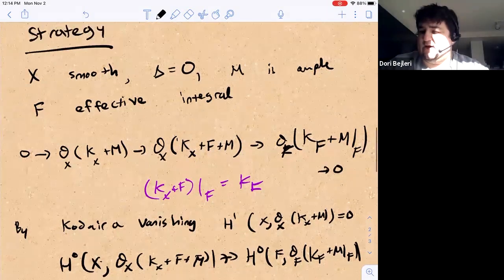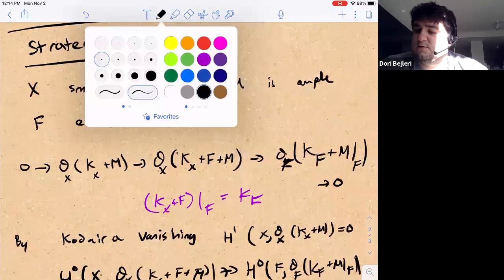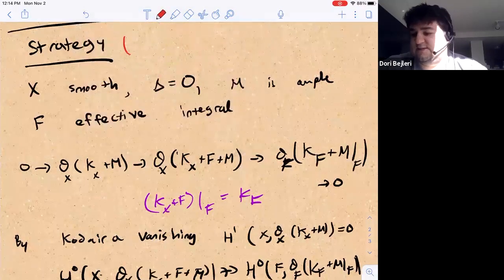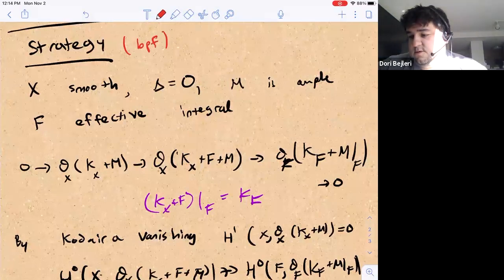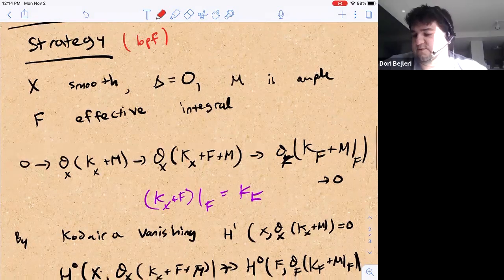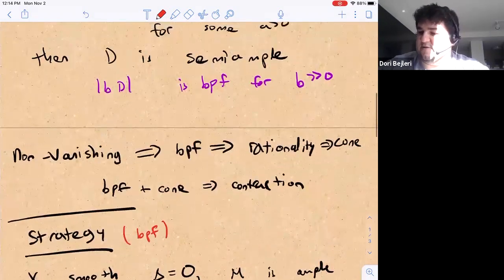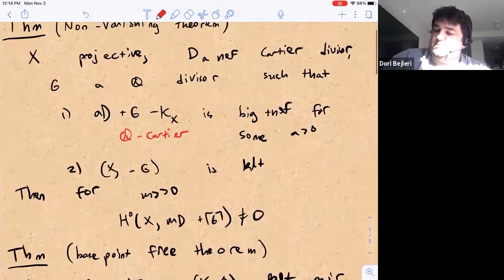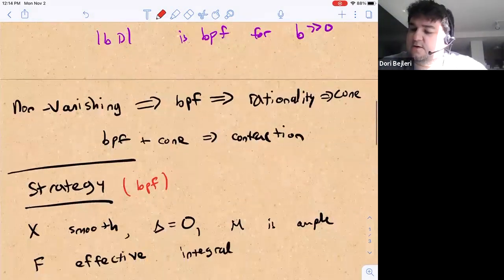Let's say for now, it's going to be the same strategy either way, but let's assume we're trying to prove the basepoint free theorem. Otherwise, we have to modify this a little bit, because in the non-vanishing we had this multiple of D plus the roundup of G, but it's still going to be the same idea.